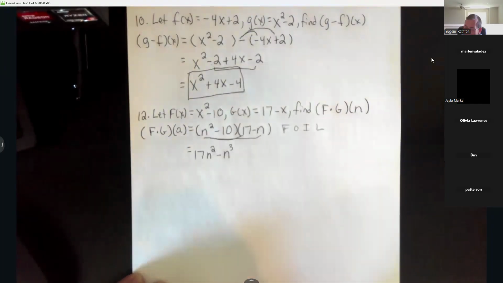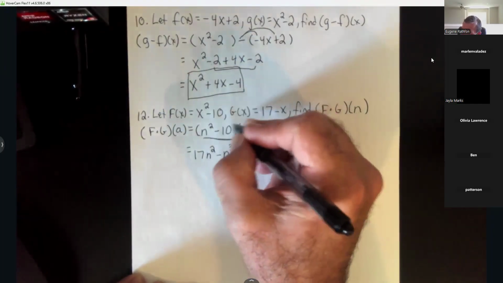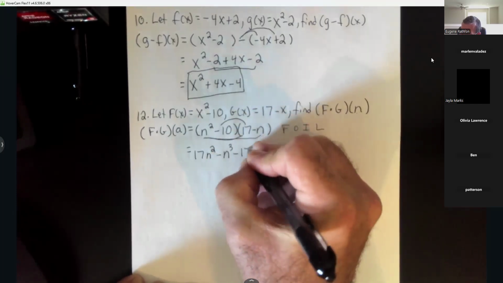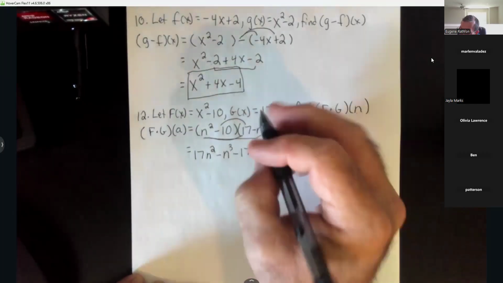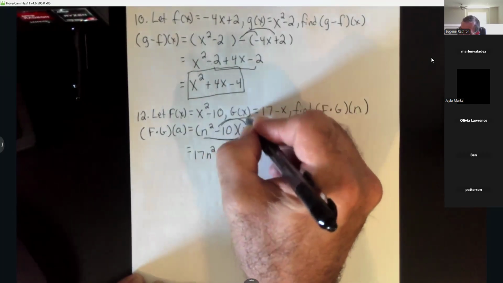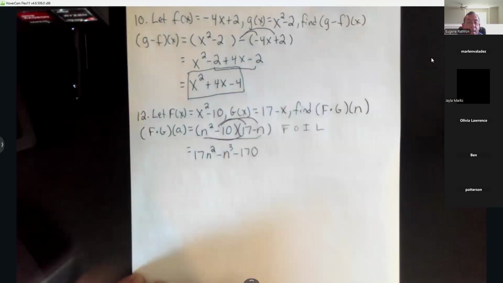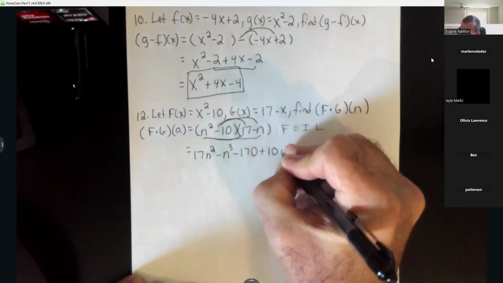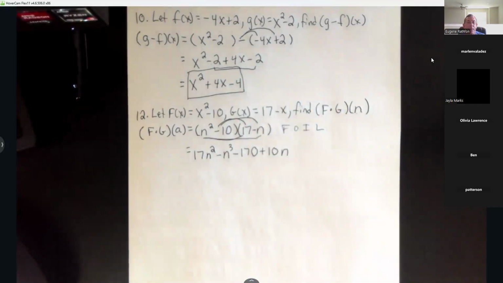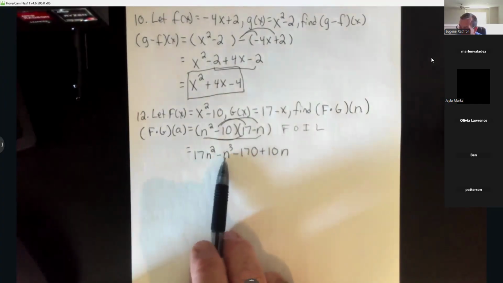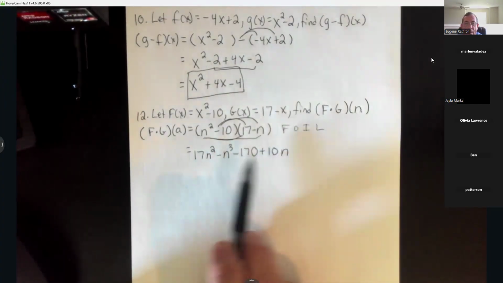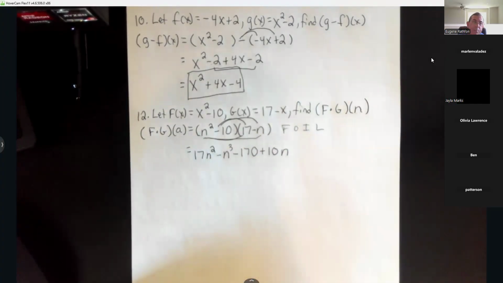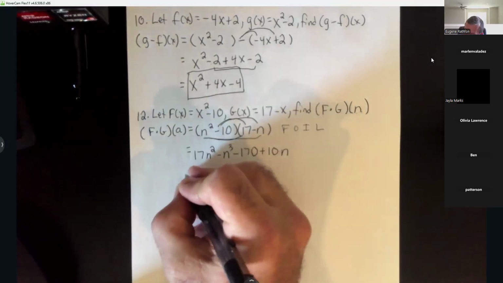All right, y'all. So now let's do the negative 10. Woo, that's a big number. Negative 10 times 17 is a negative 170. And then that negative 10 times that negative n, negative times negative makes that a positive 10n. Now y'all notice n squared, n cubed, number, n. No like terms. But what we've got to do is put this thing in descending order.